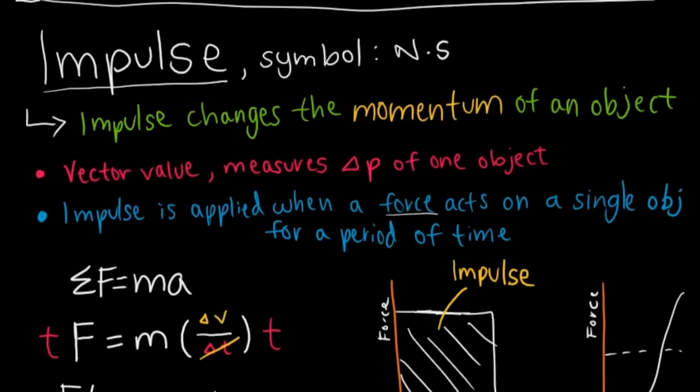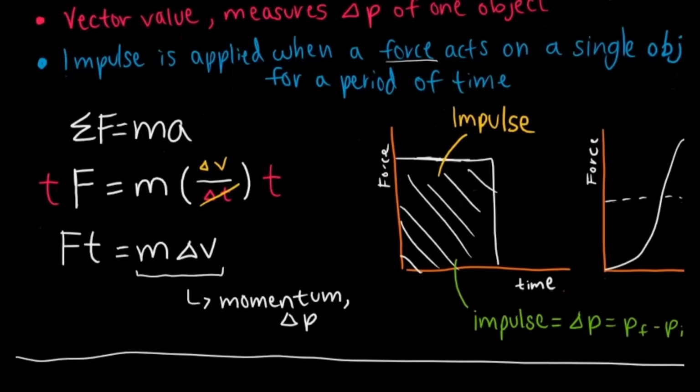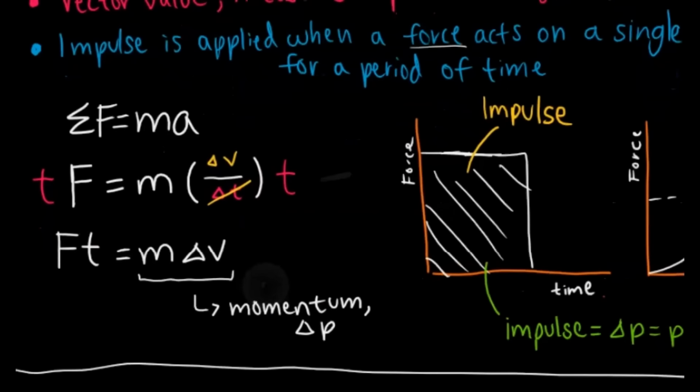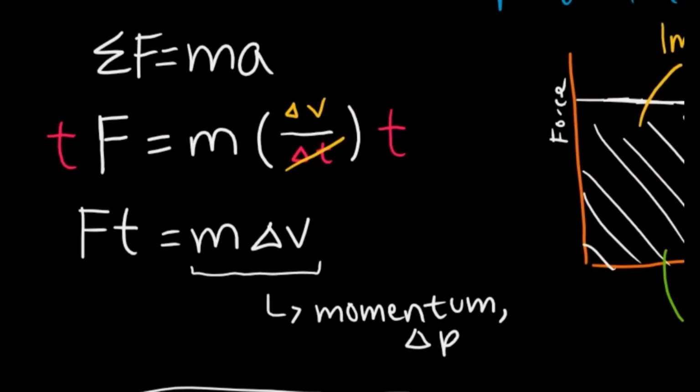So the second big idea is impulse. Impulse is what changes the momentum of an object, and its units are newtons times seconds. Impulse is a vector value, and basically you can derive it from Newton's second law. We can see here that acceleration can also be expressed as change in velocity over change in time, and therefore we can just multiply time on both sides to get Ft equals m times change in v.